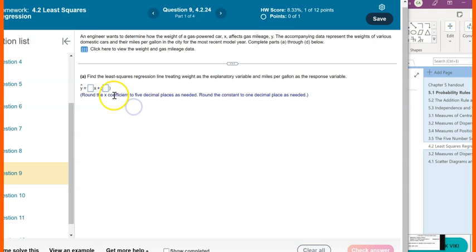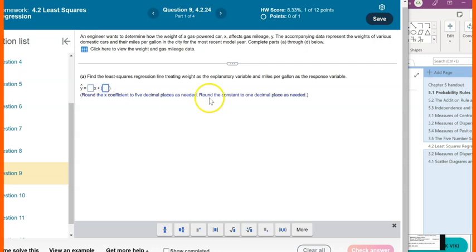You round the x coefficient, that means the slope, to 5 decimal places. Remember that you have to follow the instructions carefully, and round the constant to 1 decimal place. This number, which is the y-intercept, is called the constant. Round it to 1 decimal place, and round the slope to 5 decimal places as needed. I hope you're going to finish these questions, which have 4 parts, by yourself.